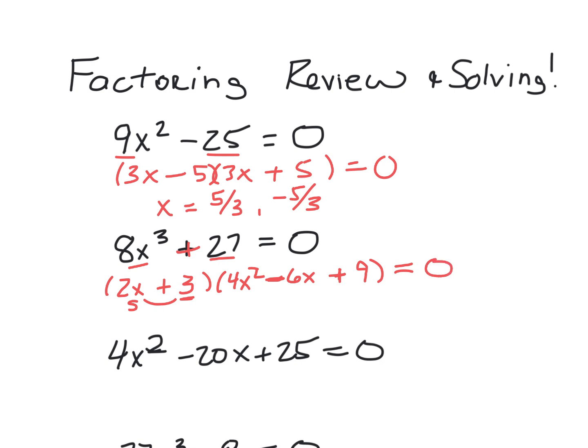Now, if you were going to solve this, you would set each of these equal to 0. This is going to give you negative 3 over 2. And then this is a quadratic equation, so you would try to solve this by either factoring it or by using the quadratic formula. In this case, you'd probably need to use the quadratic formula. You will get solutions that involve i.